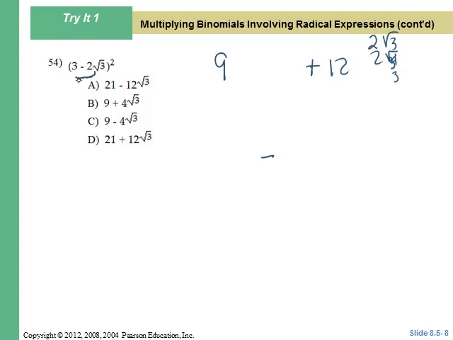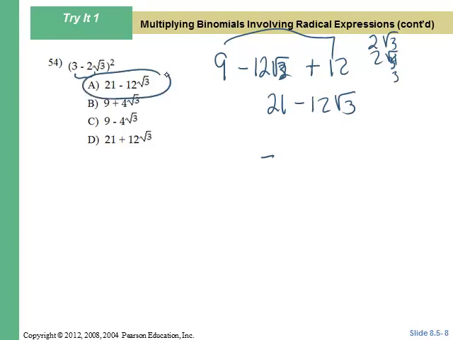And then the middle term is this times 2. 2 times 3 is 6, times 2 is 12 root of 2. 9 and 12 makes 21, minus 12 root of 3, that's supposed to be. A is the correct answer.